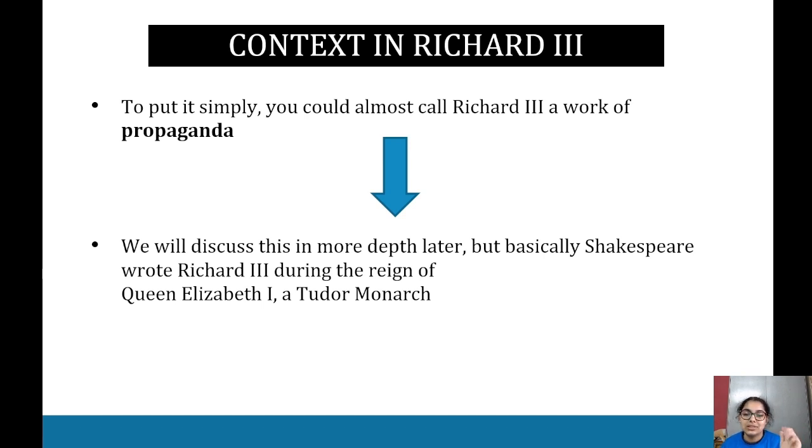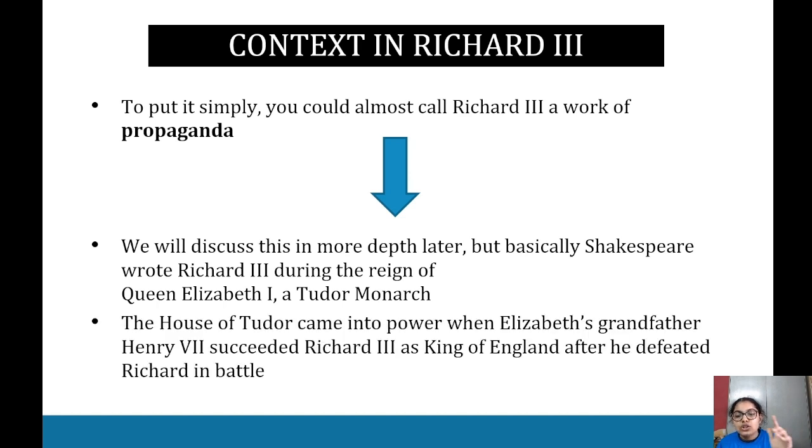Well, we will discuss this a lot more in depth, I promise you, because I love talking about it. But basically, Shakespeare wrote Richard III during the reign of Queen Elizabeth I, who was a Tudor monarch. She belonged to the House of Tudor, which came into power when Elizabeth's grandfather, Henry VII, succeeded Richard III as the King of England after he defeated Richard in a battle. So basically, Queen Elizabeth's grandfather defeated Richard III and became the King of England.